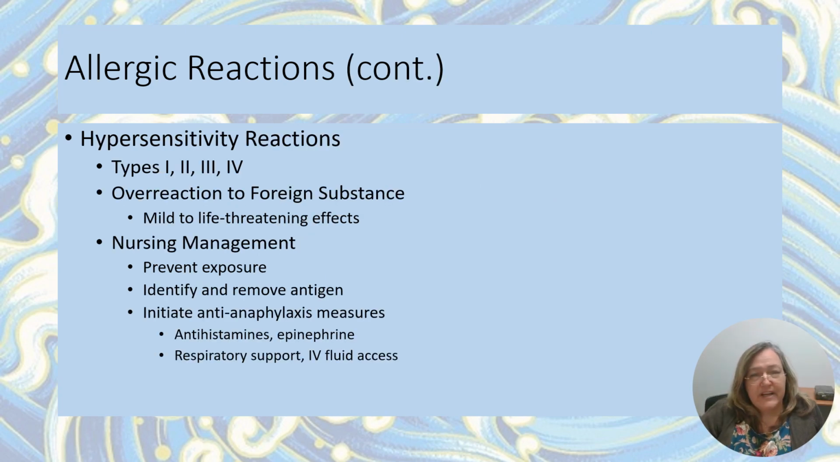So the types of reaction that you might see in an allergic response are type 1, 2, 3, and 4. You can look up the severity in the textbook. So it goes from mildest to most severe response. It can be just itching and hives, or if it starts to involve the throat, that is when we're really concerned about anaphylaxis. As you know, an allergic reaction is an overreaction to some foreign substance.